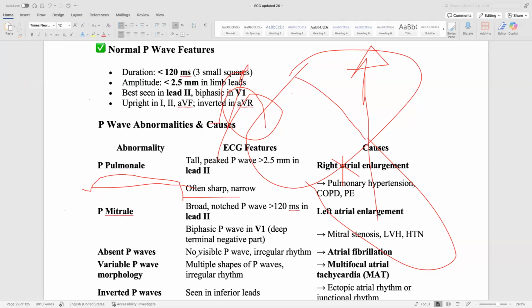So from the P mitrale, we can diagnose left ventricular hypertrophy, because of hypertension, or mitral stenosis. That's why it's called P mitrale. So P pulmonale is a high amplitude, and we know the causes, right side causes. Broad P wave, P mitrale, is because of left atrial enlargement. See?